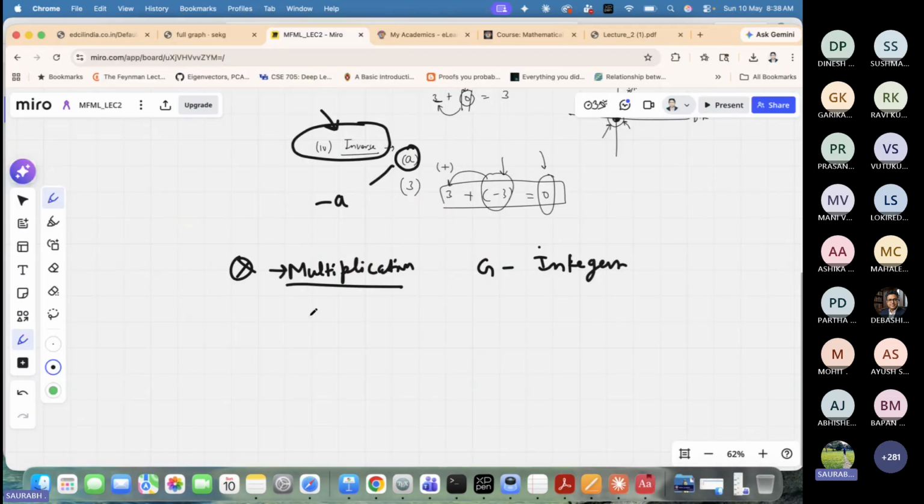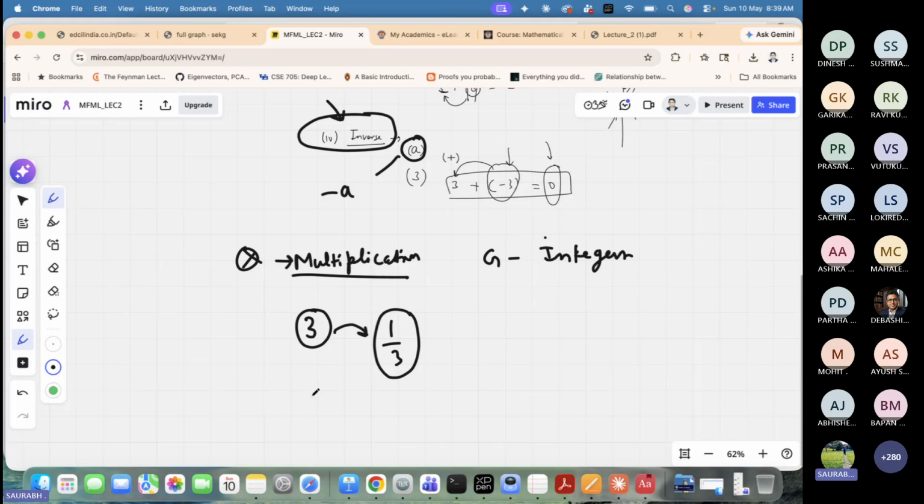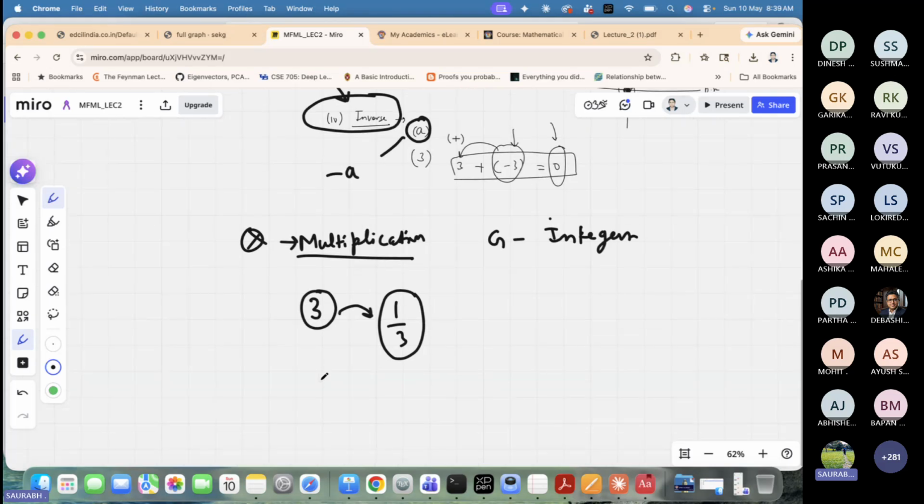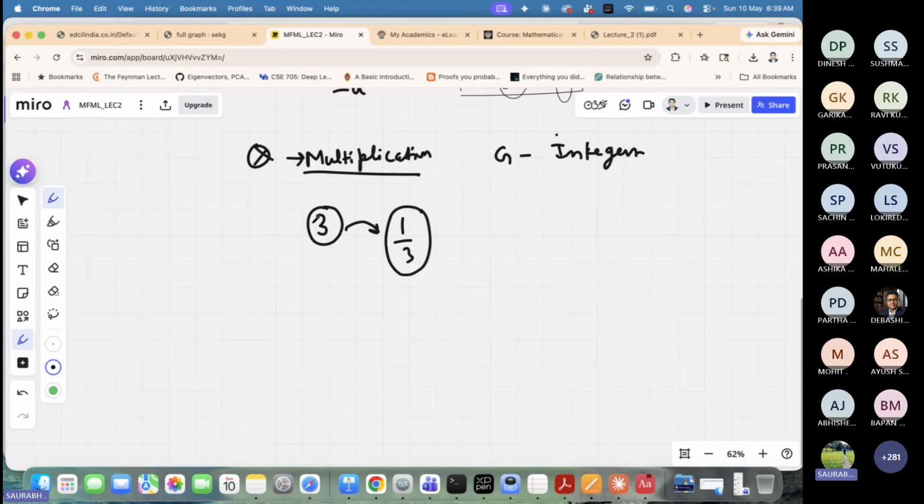So let's say, for example, you take a number 3 and you divide 1 by 3. Whatever effect 3 does, 1 by 3 does exactly the opposite effect. Hence there is an element which does the reverse of what 3 does. Now think of the identity element.